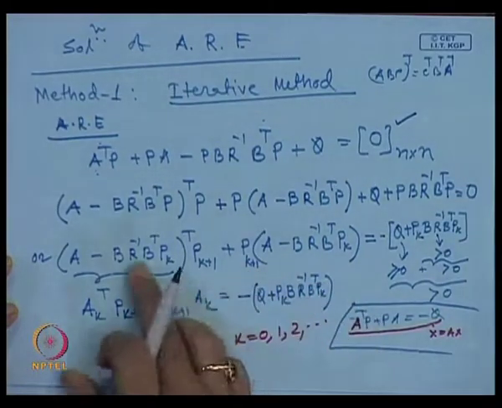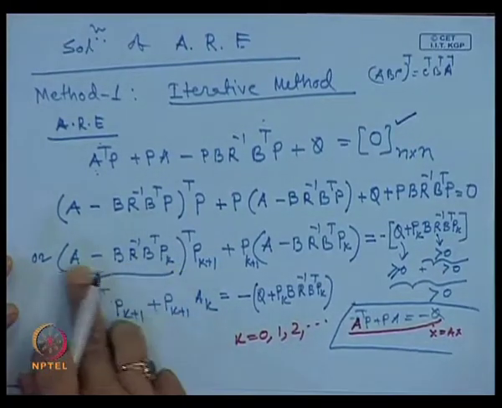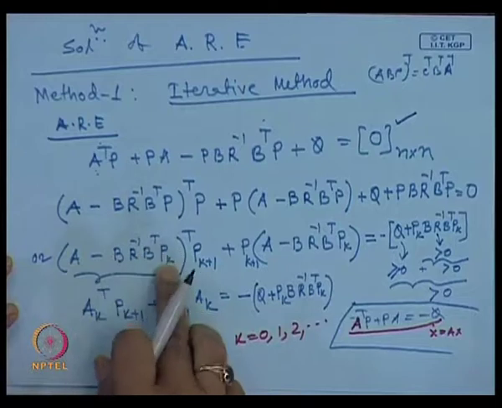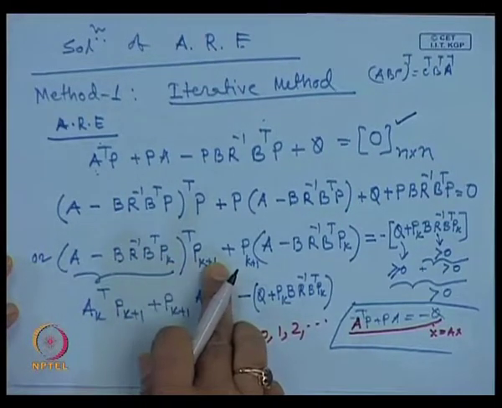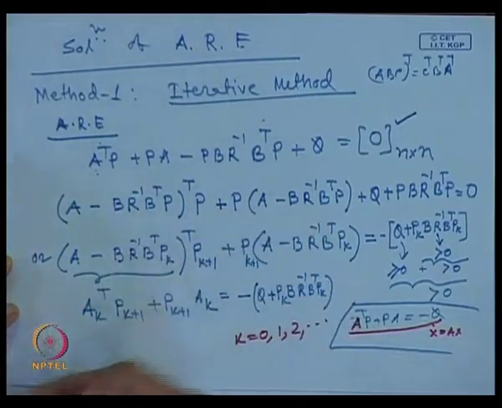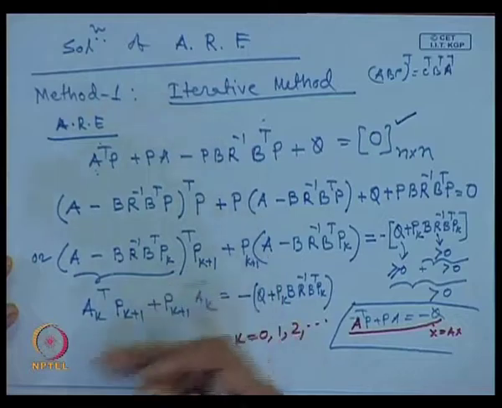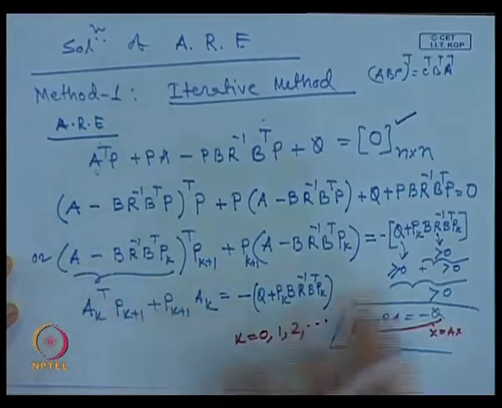And next, once I know P 0, I can compute P 1, then use P 1 in the expression A minus B R inverse B transpose P, where P is now P 1. You find P of 2 by solving the Lyapunov equation, and in this process you go on solving recursively until P converges to some constant value.